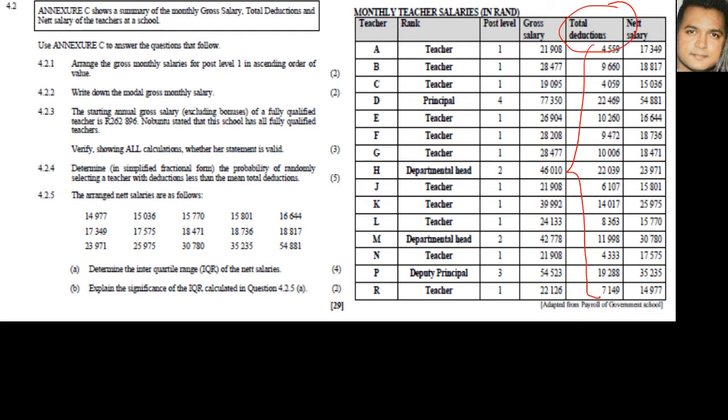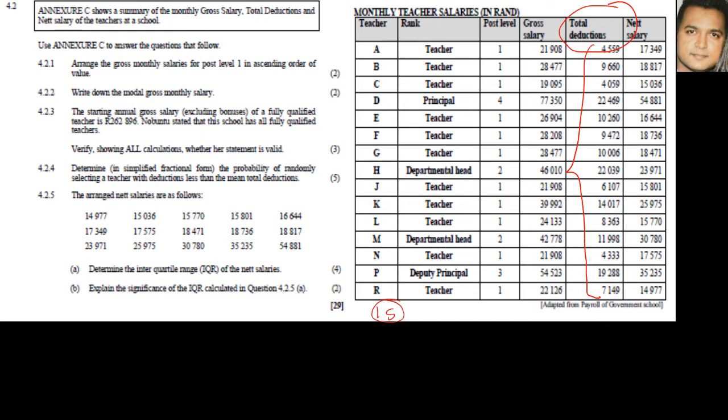So counting them through, we have 1, 2, 3, 4, 5, 6, 7, 8, 9, 10, 11, 12, 13, 14, 15. So there are 15 numbers which will be shown. So we need to take the deductions, add them up, and divide by the number of numbers, which is 15.